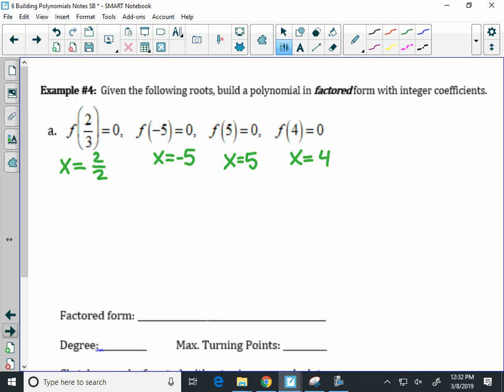So we're not even going to multiply them together right now. We are going to just write the factored form. Oh, I wrote 2 over 2. I don't know. My hand and brain are not connected.